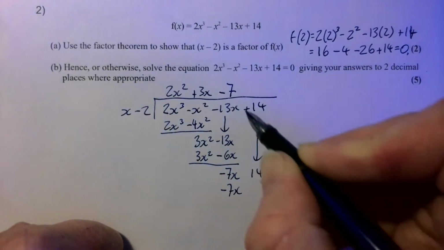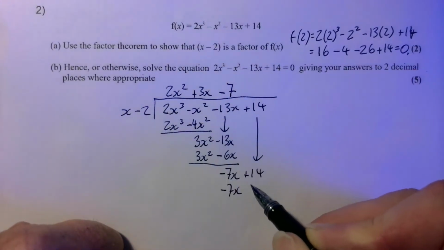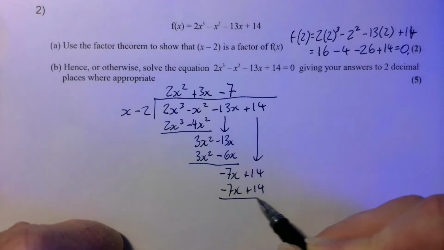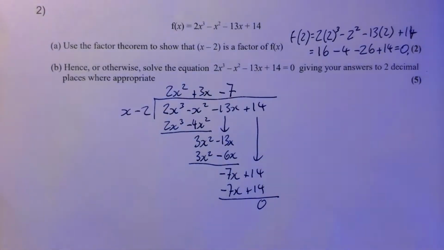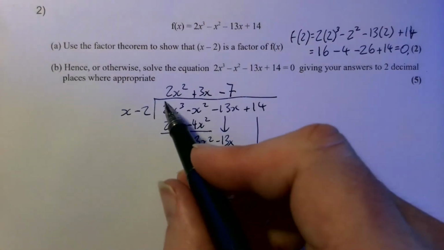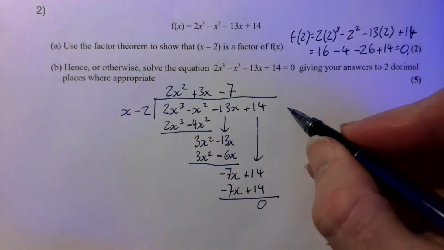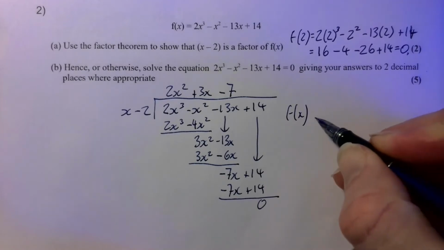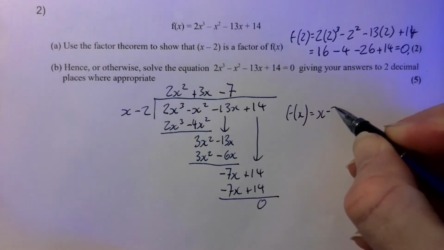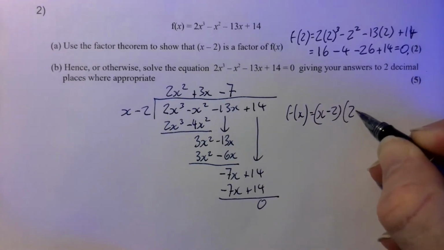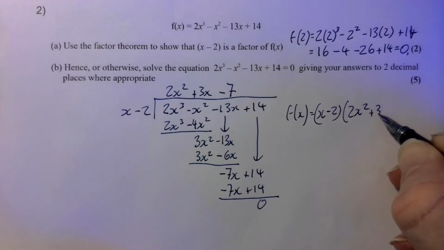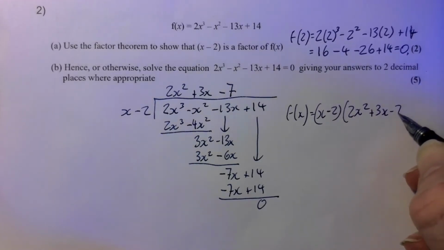Times those gives me that, times that by that gives me 14. If I take that from that, I obviously get 0. That means I know I've done it right because that is a factor of it, so I can now say that our function is equal to x minus 2 brackets 2x squared plus 3x take 7.